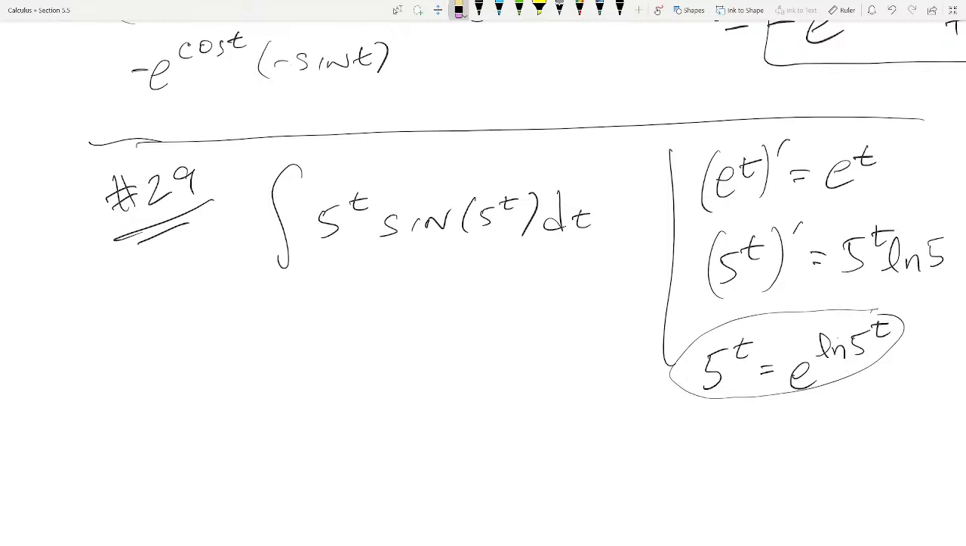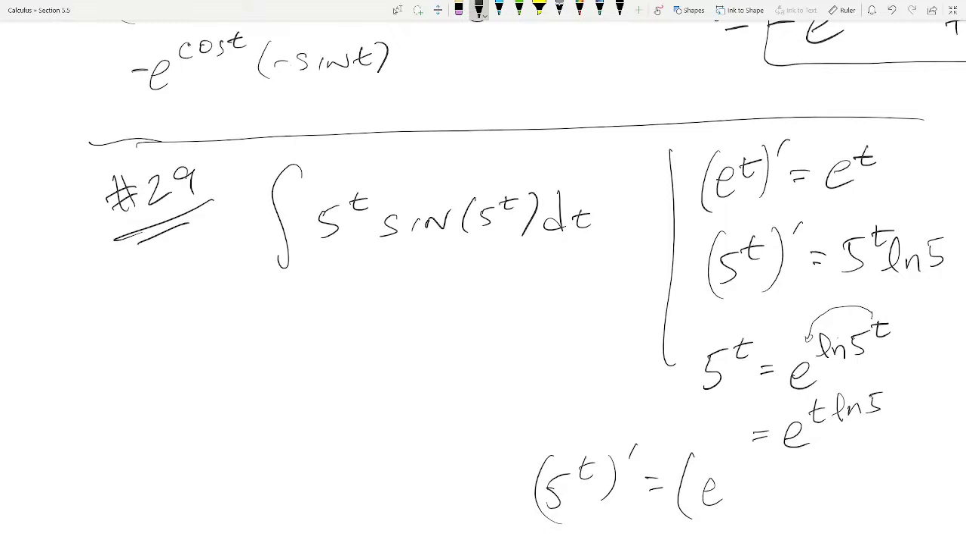Now we also use this exponent rule of logarithms, and I'm going to bring that t out in front. So I'm going to rewrite that as e to the t ln 5. And now I'm going to take the derivative of that. So the derivative of 5^t is the same as the derivative of e to the t ln 5.